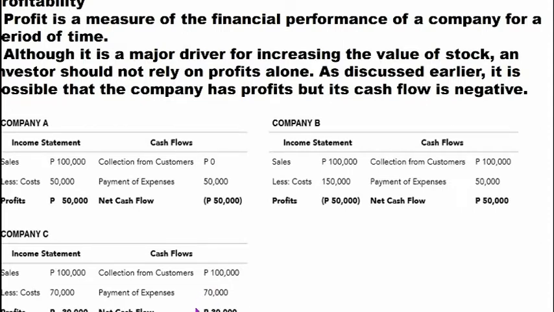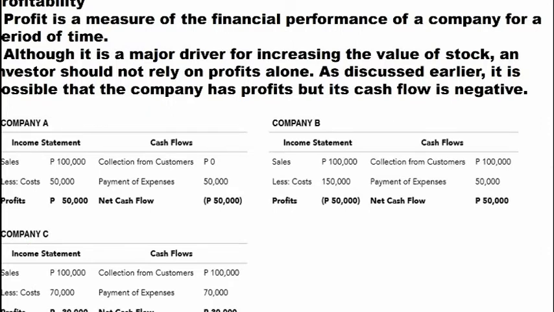Ibig sabihin, from the profit, may tira siyang 30,000. So, mas magagather yung attention ng investor kay Company C kasi profitable na siya. At the same time, sa profit niya, may cash na natitira. So kung mag-i-invest tayo, dito tayo kay Company C. Okay?